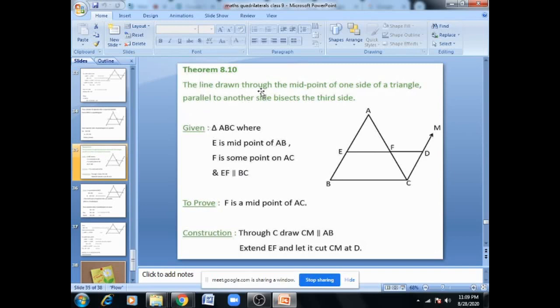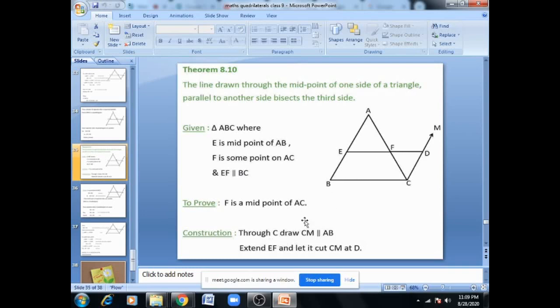The line drawn through the midpoint of one side of a triangle parallel to another side bisects the third side. So the information given is ABC is a triangle in which E is the midpoint of AB, F is some point on AC. We are not saying just now that this is the midpoint. So F is any point, arbitrarily. And EF is surely parallel to BC. We have to prove F is the midpoint of AC. So the proof is not there, but we'll just see the construction part.